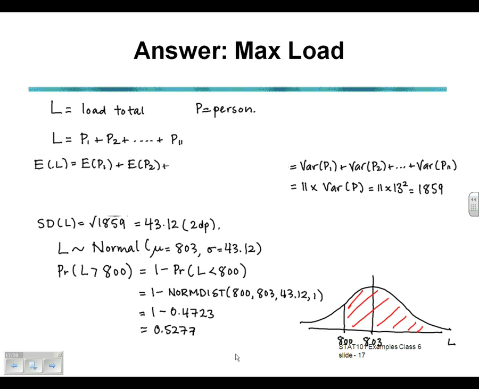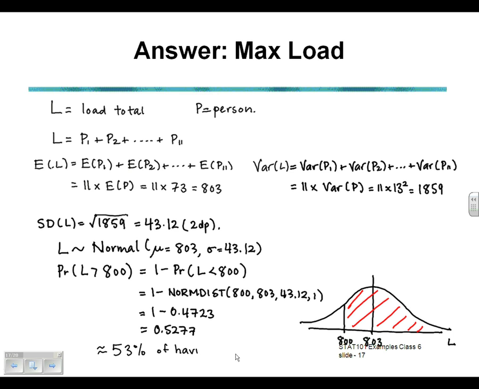0.5277, which is the same as 52.77%, nearly 53% likely. So this is a very large probability, and exactly what we wouldn't want to be happening. 53% chance of having the lift overloaded if it was filled with 11 people.